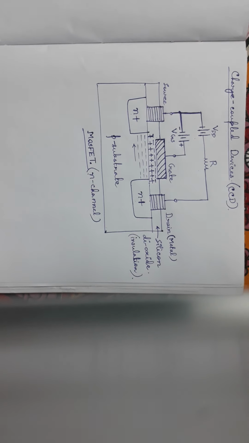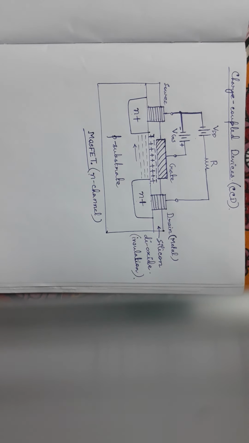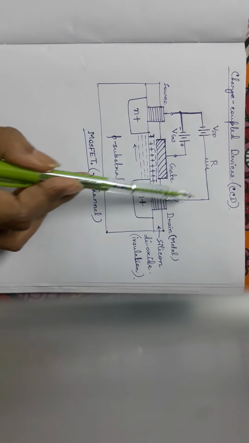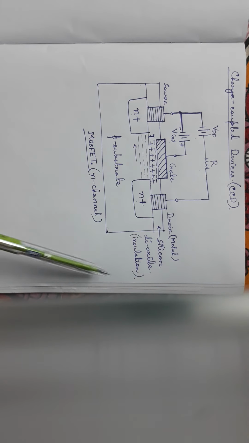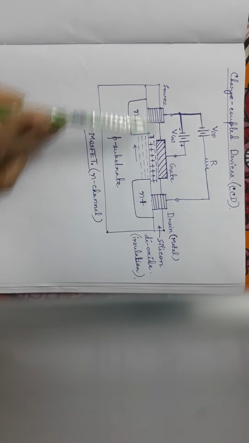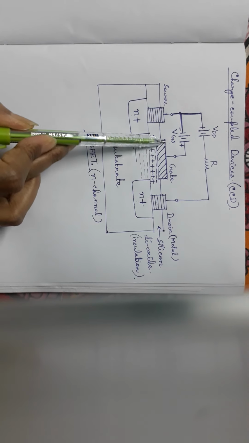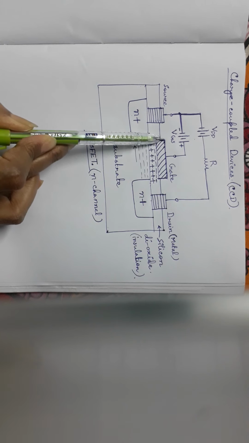So now coming to the basic structure of an N-channel MOSFET. This is the basic structure of an N-channel MOSFET. As you all know, a MOSFET has three terminals: source, drain and gate. So this one is the source, this one is the drain, and this one is the gate.